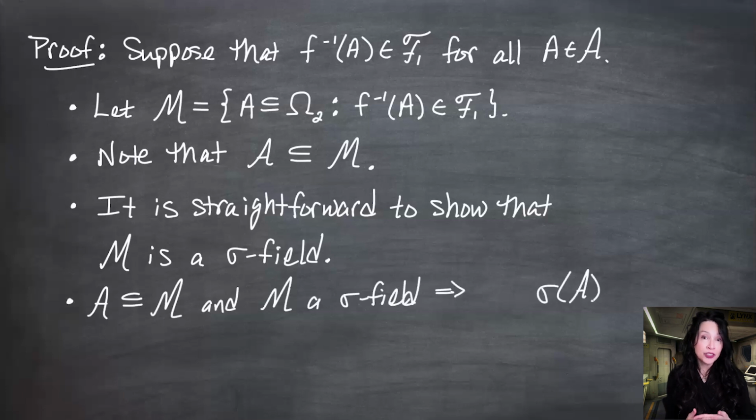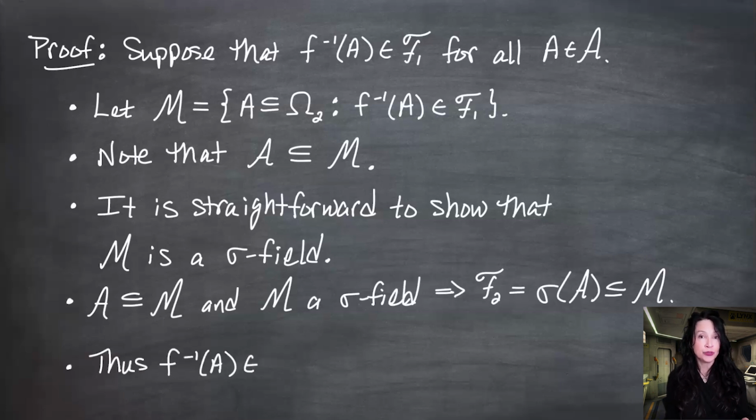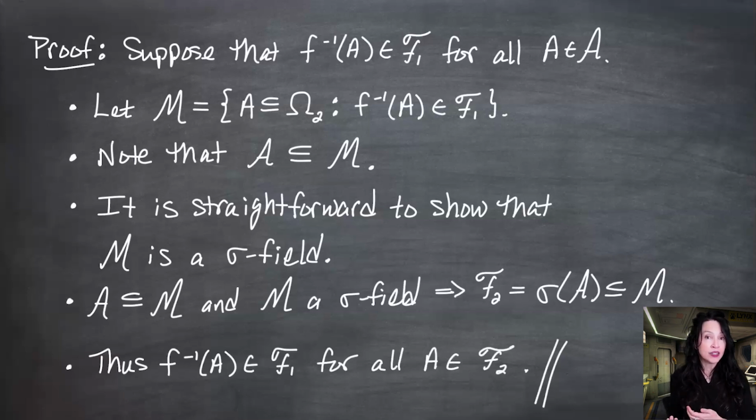This means that curly F2, which is the sigma field generated by curly A, has to be contained in curly M, because this, by definition, is the smallest sigma field that contains curly A. Now, if you look at the definition of curly M, we see that every set in F2, which is the sigma field generated by curly A, will pull back under the function f to a set in the sigma field curly F1, and that's what we wanted to show, so we're done with this proof.